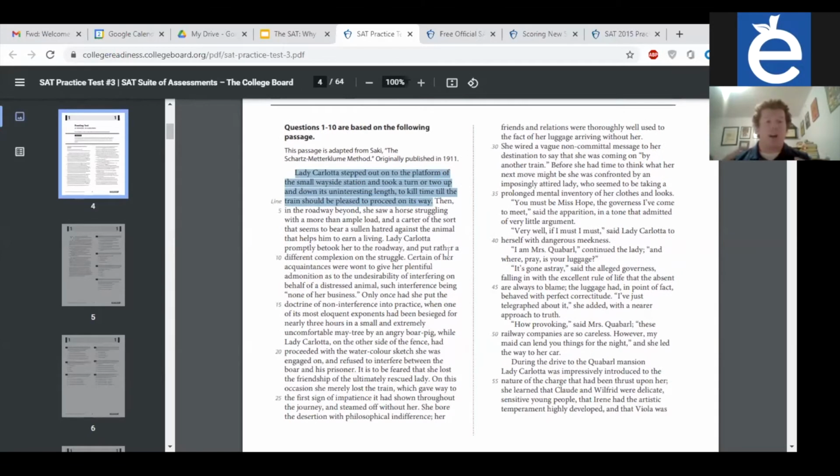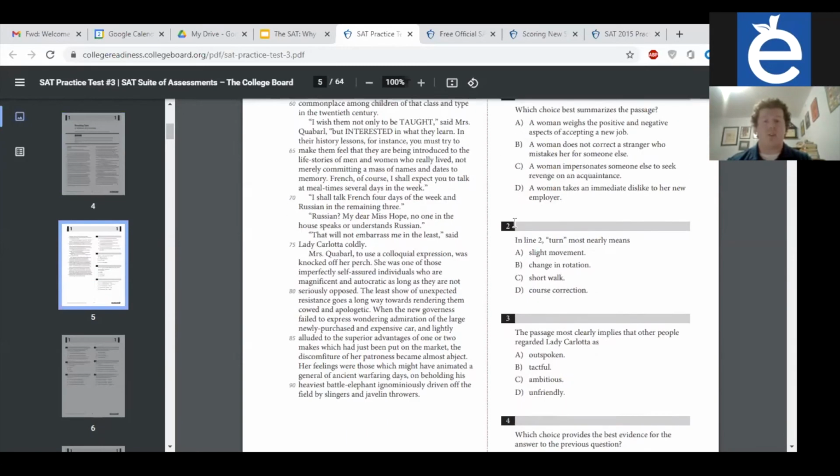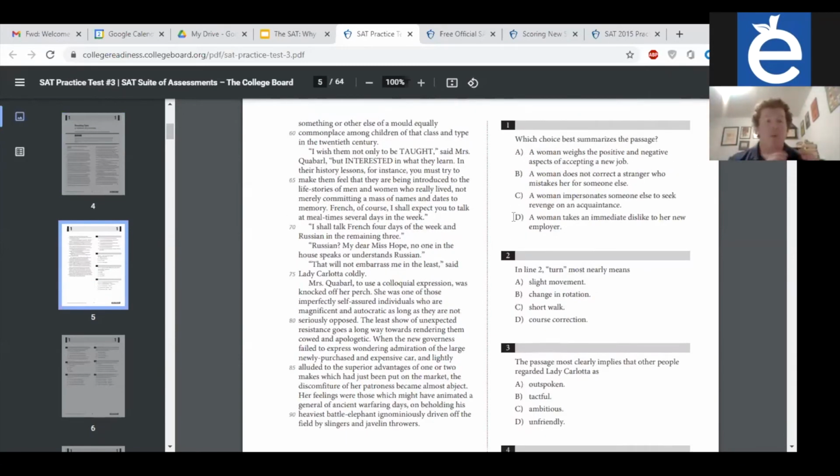But from there, we want to try and think of our own placeholder word. Lady Carlotta stepped on the platform of the small wayside town and took a turn or two up and down its uninteresting lane. Sounds like she's taking a walk through this town. We want to have that placeholder word because when we go to our options, we can compare our placeholder word to their placeholder words. Because when we replace that word, we're getting to the meaning of it, not just what they've chosen.